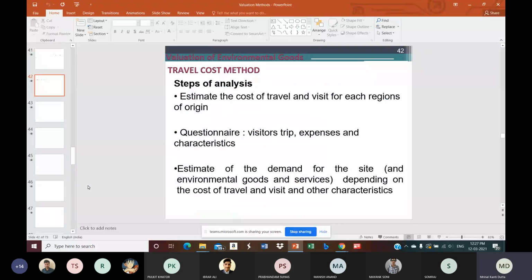So what are the steps taken for carrying out this travel cost method? Basically, it tries to estimate the cost of travel and visit from regions of origin. From different regions, people might be visiting. So this method will try to estimate the cost of travel from the region of origin. For that, questionnaires might be framed, collecting information on visitors' trips, expenses, characteristics, and all those things.